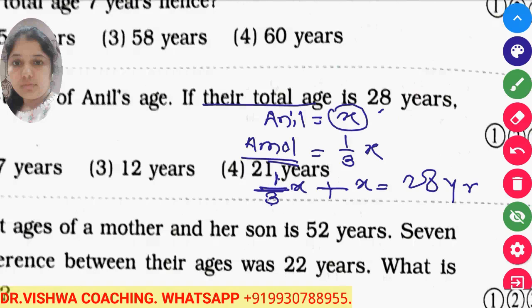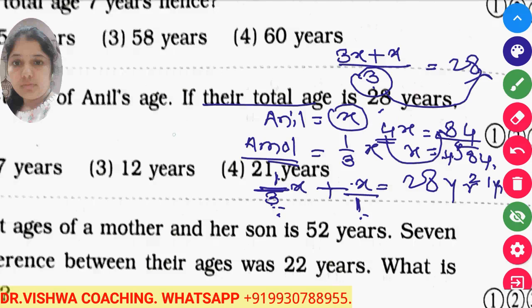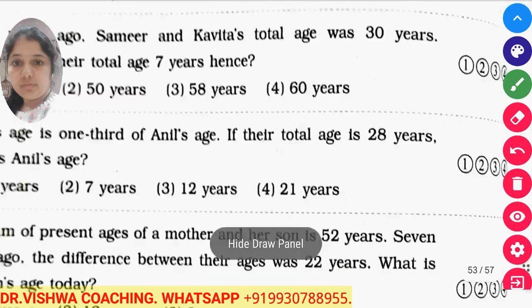Now it has denominator 3. It has denominator 1. Denominator multiplication and cross multiplication. So what the equation becomes? 3x plus x upon 3 is equal to 28. Now this 3 is in division here, so it will go to multiplication. So it becomes 3x plus x, 4x is equal to 28 multiplied by 3, which is 84. Now x is equal to 84 divided by 4 because it is in multiplication here. So when it goes to right hand side, it will come to denominator. So 4 2s are 8 and 4 1s are 4. 21 years old is the age of Anil.